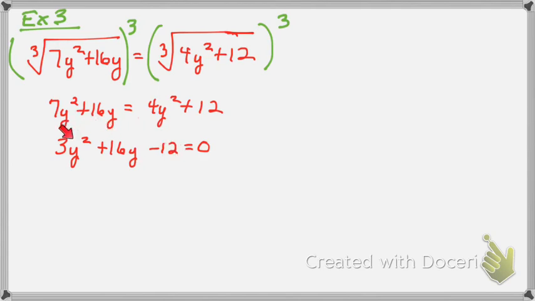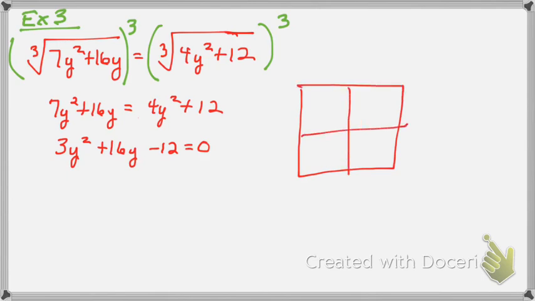Multiply these together. What's 3 times 12? 36. Is there anything that multiplies to give you 36 and adds to give you 16? A negative 30. So there is, so we know a box works. So 3y squared, negative 12. We said if you multiply these two together, you get a negative 36.